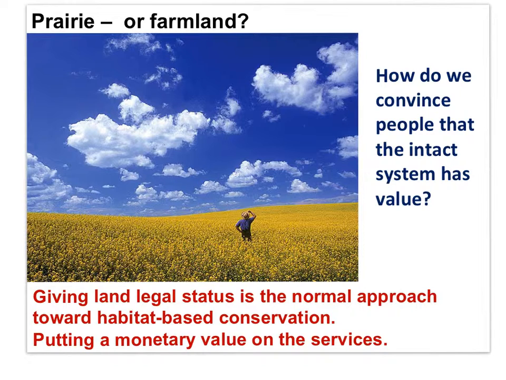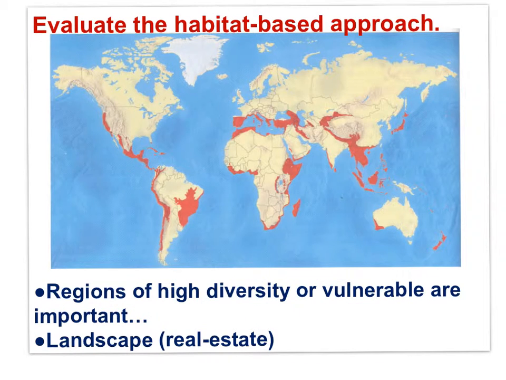Giving land legal status is the normal approach toward habitat-based conservation. As well, putting a monetary value on the services would raise the value of intact, undisturbed systems. The ecosystem approach focuses on maintaining functioning ecosystems, but our understanding of the functioning of whole ecosystems is often limited. The hotspot approach is a habitat approach. It's a comparative approach, a relative approach among different systems, examining total diversity, endemics, endangered species.